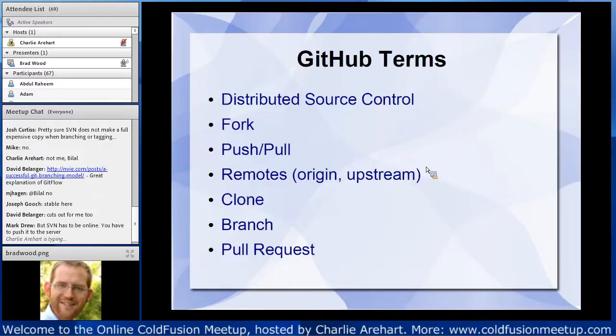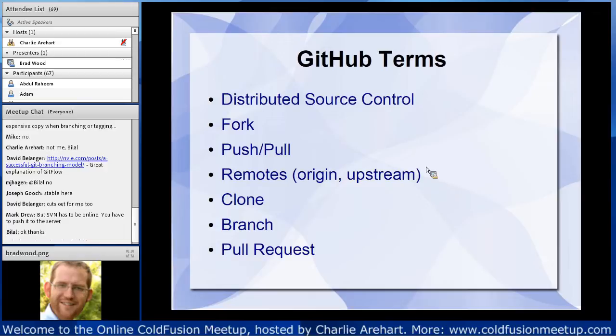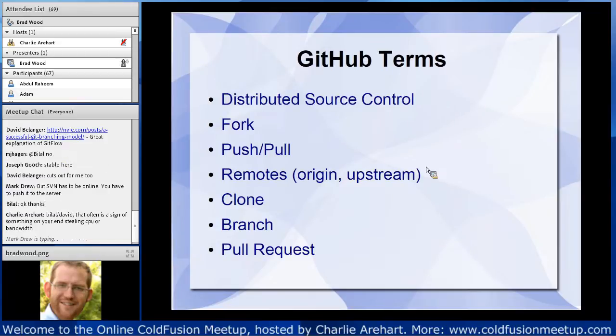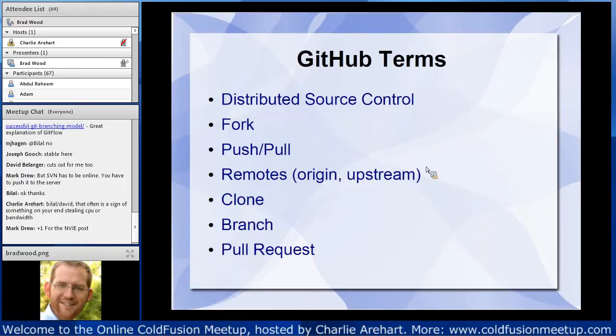Git is distributed in that you can actually work on a Git repository when you're offline. You don't even need to be connected to the internet. You can be in an airplane at 30,000 feet, and you can be changing branches. You can be committing commits. You can be doing merges all locally on your computer.